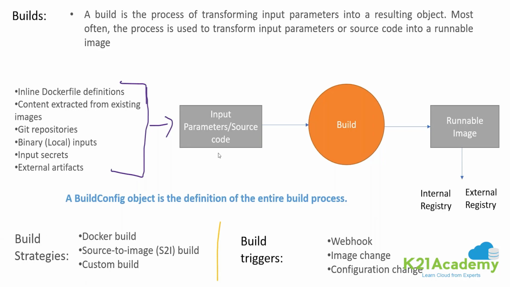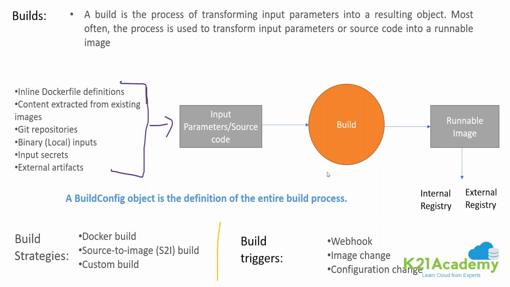So when you define a build config, inside that you need to define by which strategy you would like to bring the source and make a runnable image out of it. Whether it is a Docker build, source strategy, or maybe a custom strategy, you need to define it. Once you define that, the build config will do the job and it will create a runnable image.